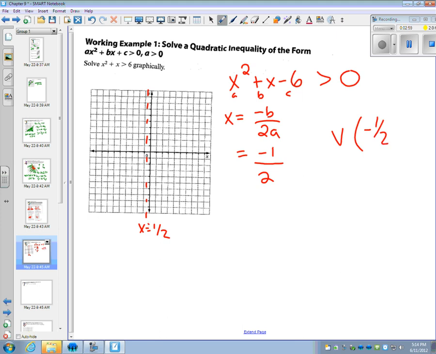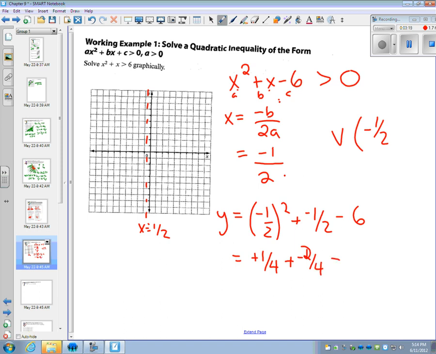And I just need to sub this value into my function to get my y. So y equals negative 1/2 squared plus negative 1/2 minus 6. So this is equal to positive 1/4 plus negative 1/2, let's change that to 2/4, minus 6 would be 24 quarters. So I have negative 25 quarters, and that would be just less than negative 6. So there's my vertex.